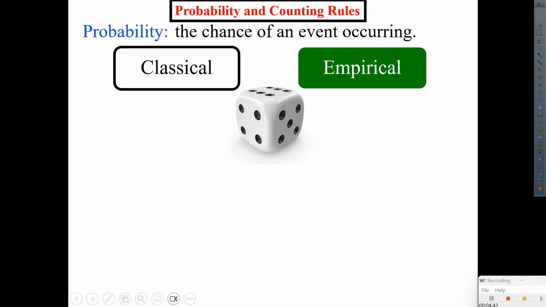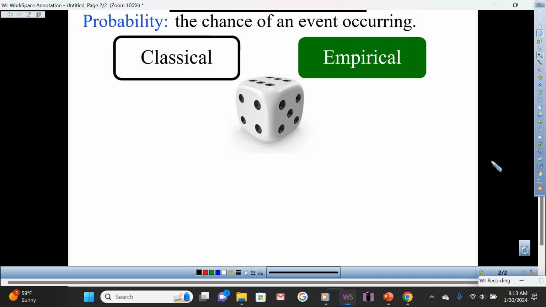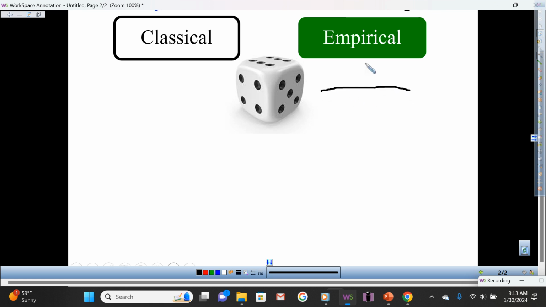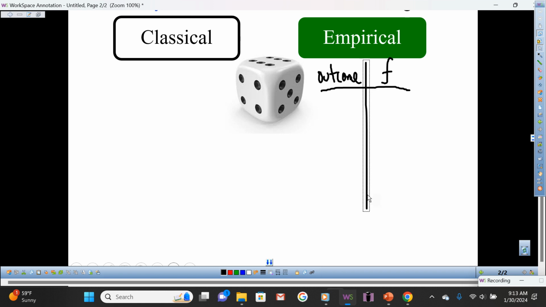All right. So, on the right side, I want you to make a table. Outcome and F. Once again, remind your neighbor what F stands for. Very good. Good communication.